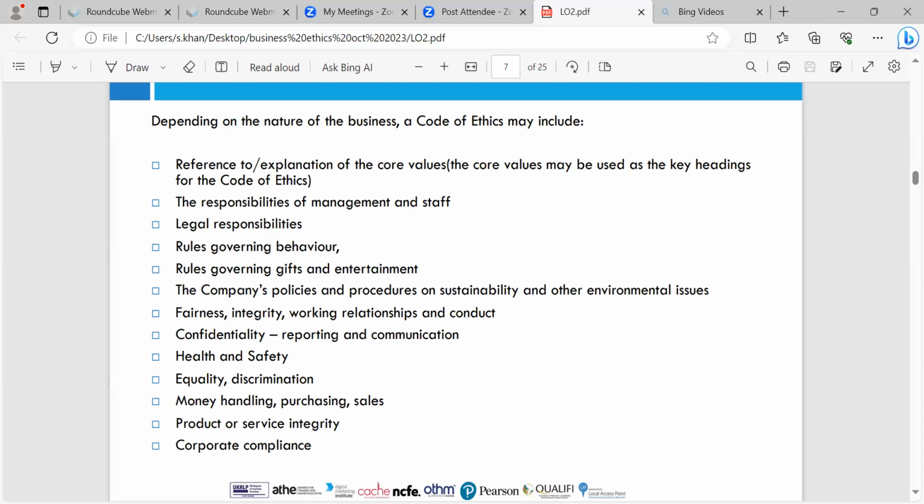Rules governing behavior, rules governing gifts and entertainment, the company's policies and procedures on sustainability and other environmental issues, fairness, integrity, working relationships and conduct, confidentiality and reporting and communicating, health and safety, another key really important thing within an organization, equality, discrimination, another element that's very important in any organization, money handling, purchasing, sales, product or service integrity, and corporate compliance. So these are some of the things that a code of ethics may include.